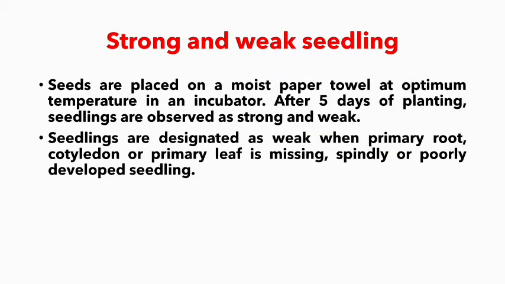Strong and weak seedling. In an incubator, seeds are placed on a moist paper towel at optimum temperature. After 5 days of planting, seedlings are observed as strong and weak.